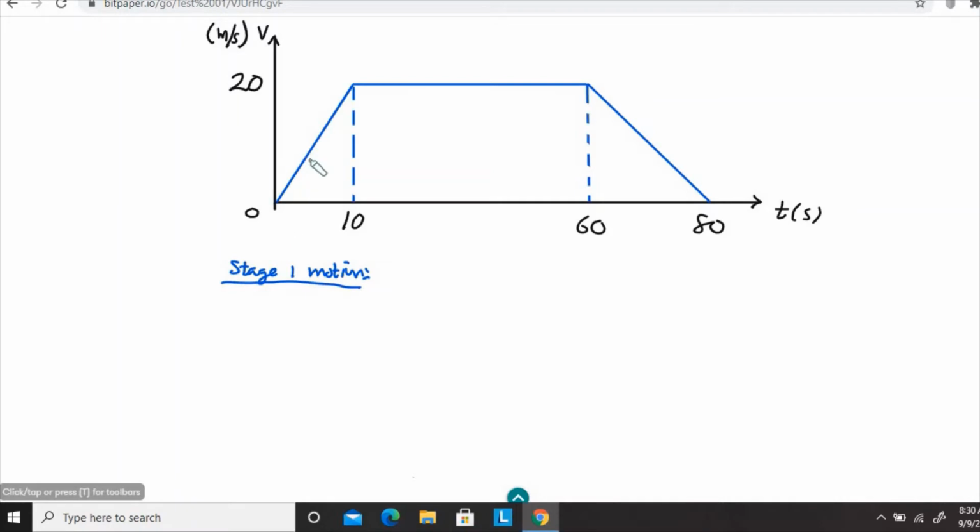Okay, so we can conclude that velocity increases from 0 to plus 20 meters per second. So that's what happens with the velocity. Acceleration is constant.